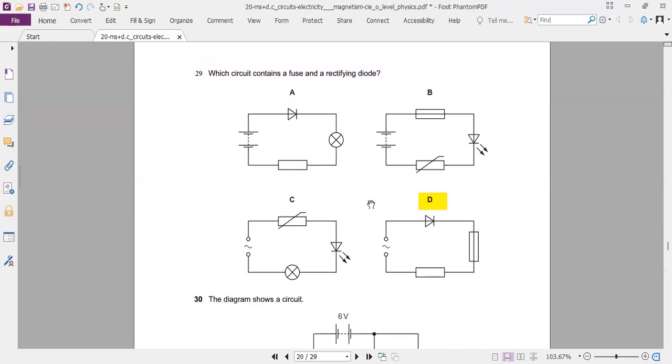The rectifying diode is here. This is the rectifying diode. No other circuit contains this. So D is the choice.